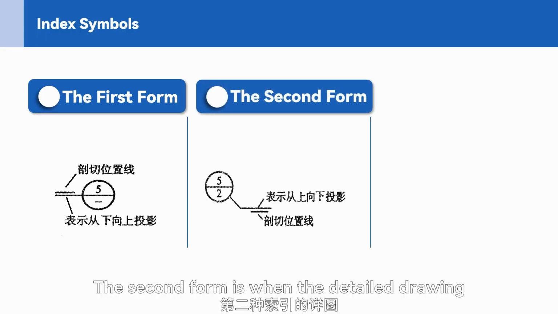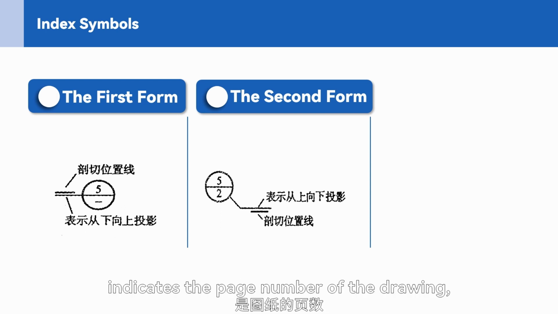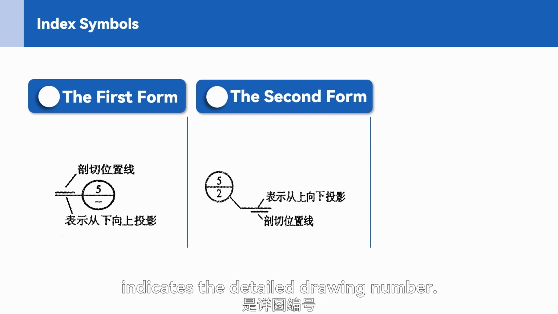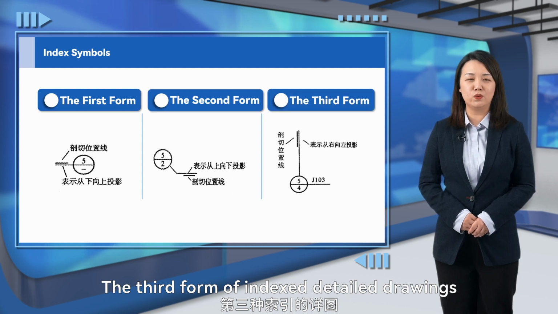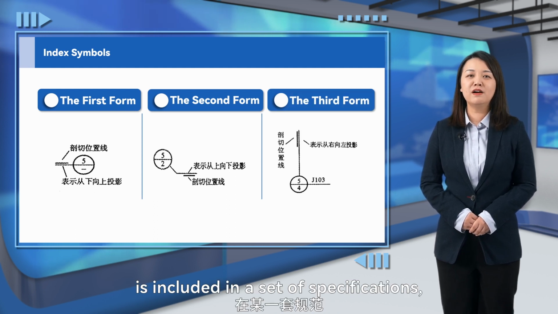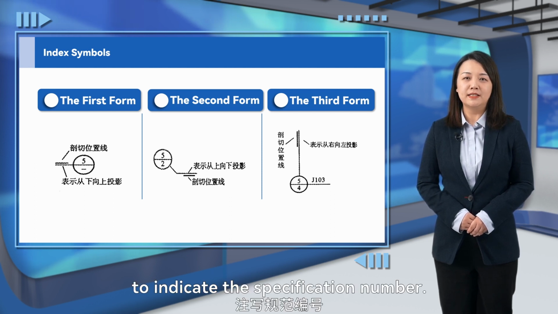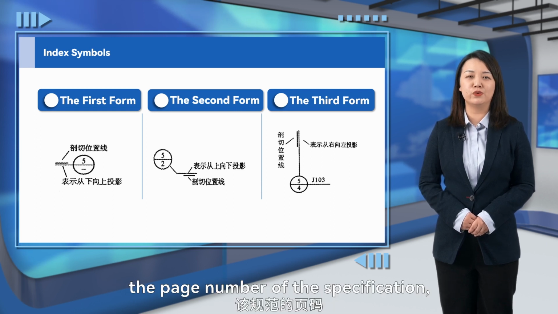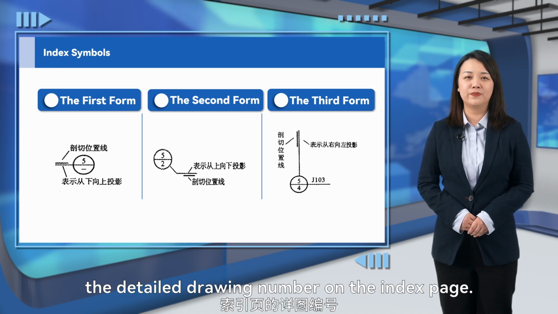The second form is when the detailed drawing is in the same set of drawings, a half circle below indicates the page number of the drawing, and the number on top indicates the detailed drawing number. The third form of indexed detailed drawings is included in a set of specifications, where a horizontal line is extended to indicate the specification number. The number below the half circle represents the page number of the specification, and the number above represents the detailed drawing number on the index page.